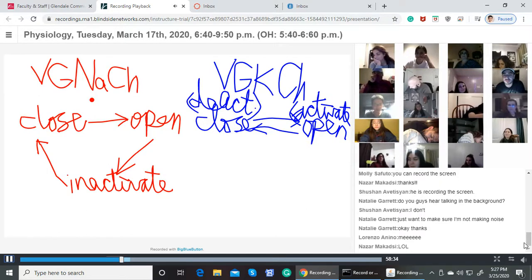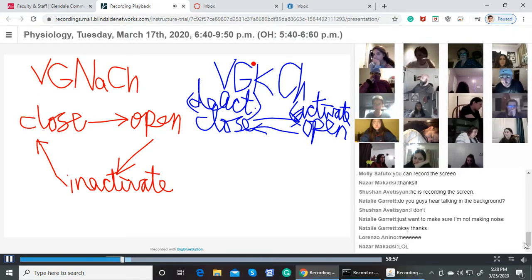So inactivate, the channel is open, but sodium ion cannot go through. When you close, then the channel is closed, so the ion cannot go through. When it is open, the channel is open, then sodium ion can go through. So what else? Let me finish up, then we take a break very quick.